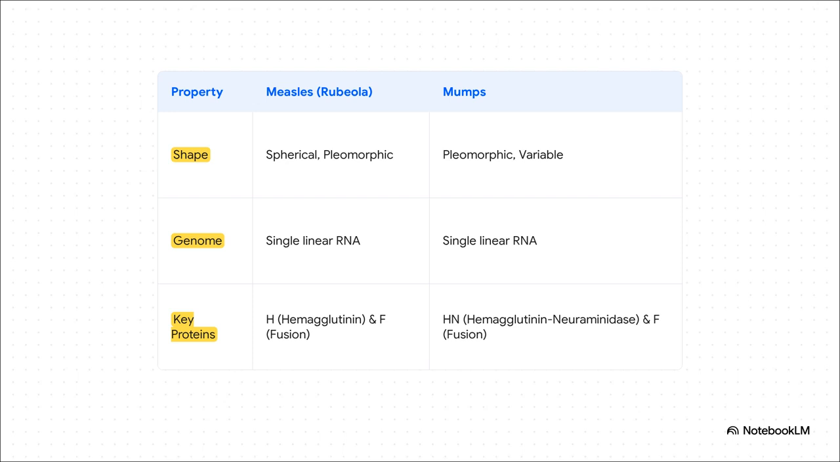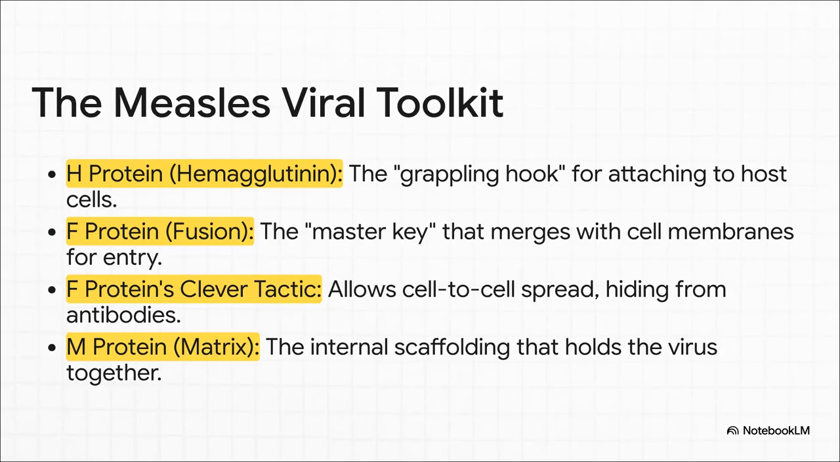See, both use an F protein to get inside a cell, but to latch on in the first place, measles uses an H protein, while mumps uses this slightly more complex HN protein. And that one little difference, it changes their entire method of attack. So let's really zero in on that measles toolkit. The H protein, that's its grappling hook. It's how it latches onto our cells. Then you've got the F protein. That's the master key. It literally fuses the virus with our cell membrane, letting it just dump its contents inside.